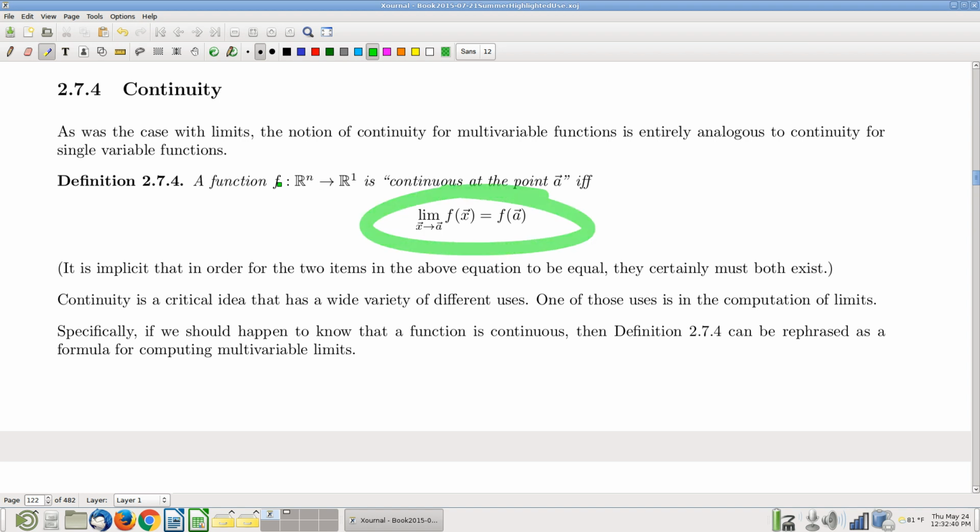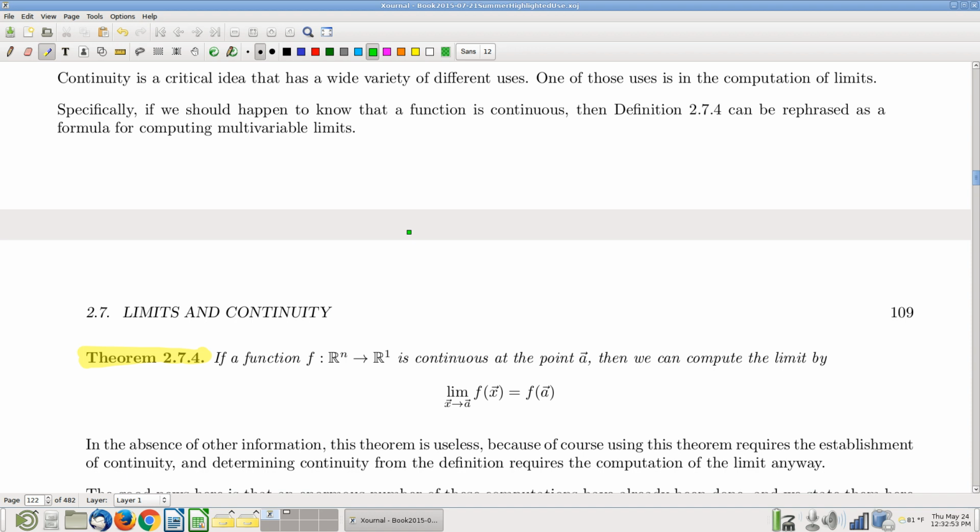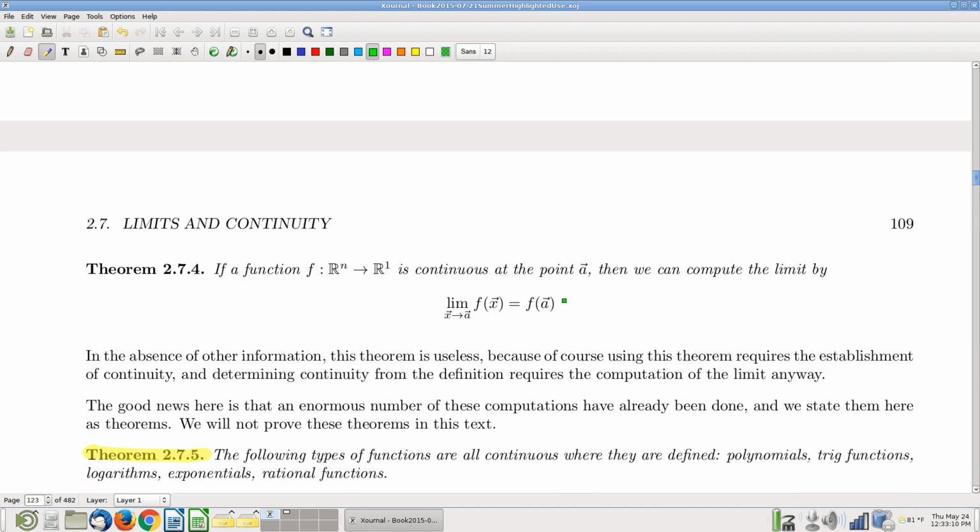Okay, so it's the equivalent idea in the multivariable context. So we use limits to define continuity. And here's a theorem. If you know a function's continuous, and by the way, this is very important, the function has to be known to be continuous, then you can compute limits by this handy-dandy formula. You might call it the plug-in formula.